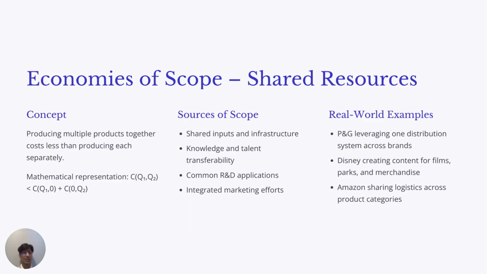Closely related is the concept of economies of scope. This occurs when producing two or more goods together is cheaper than producing them independently. Think of Disney. They produce movies, park attractions, merchandise, all of them using the same characters, branding, and marketing teams. This shared use of inputs reduces overall cost. Economies of scope are especially useful for companies looking to diversify without increasing their cost. They enable synergy, brand expansion, and resource efficiency.